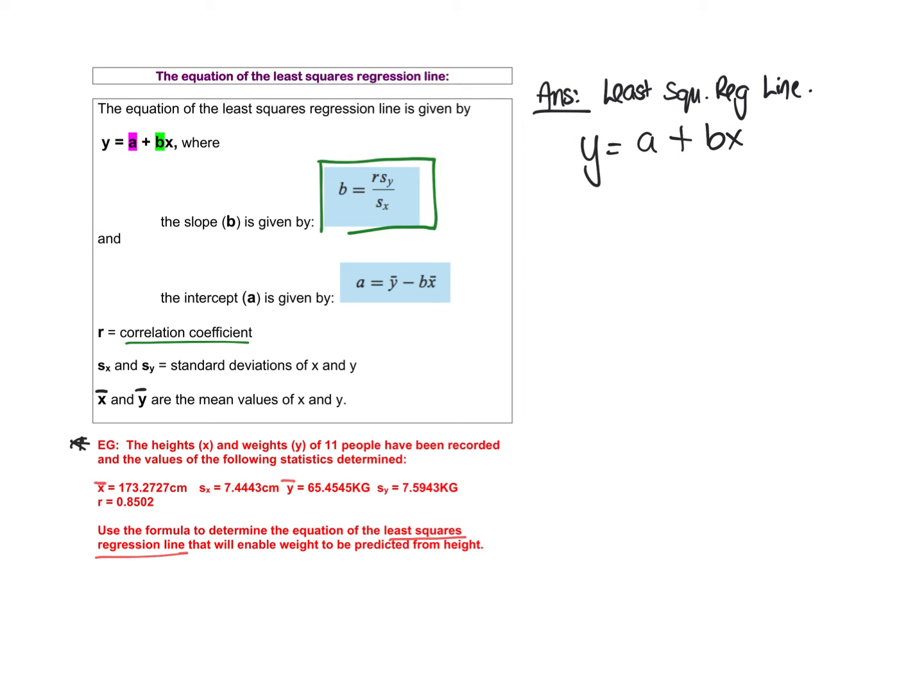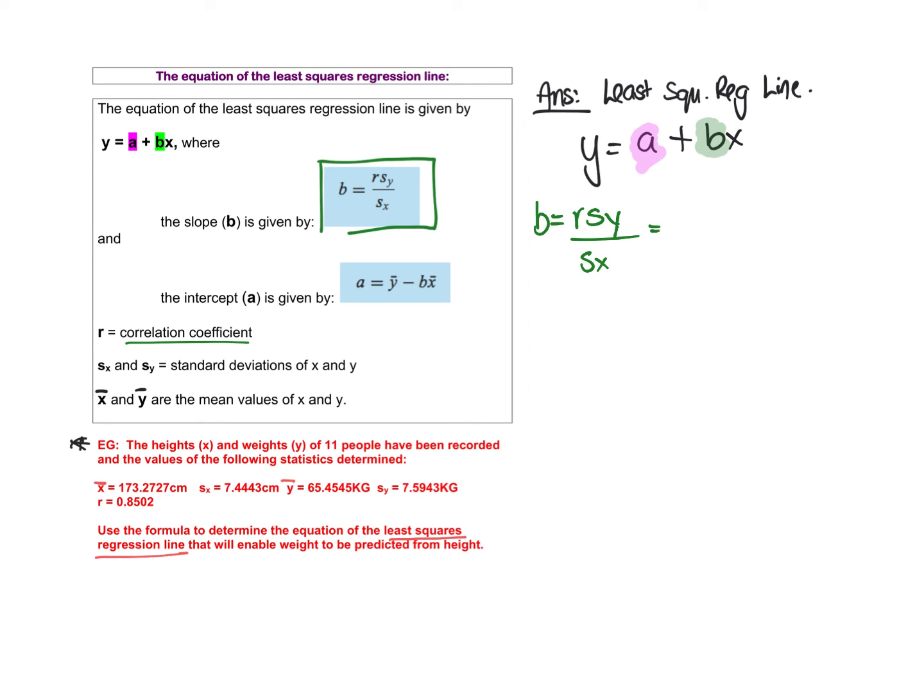If you don't have the list to enter, which I don't in this scenario, that means we're most likely using these formulas, because we haven't been given the list. So I have to calculate this B value, and I also have to calculate this A value before I can write it out. I'm going to calculate the B value first. The formula says to do R times the standard deviation of Y over X.